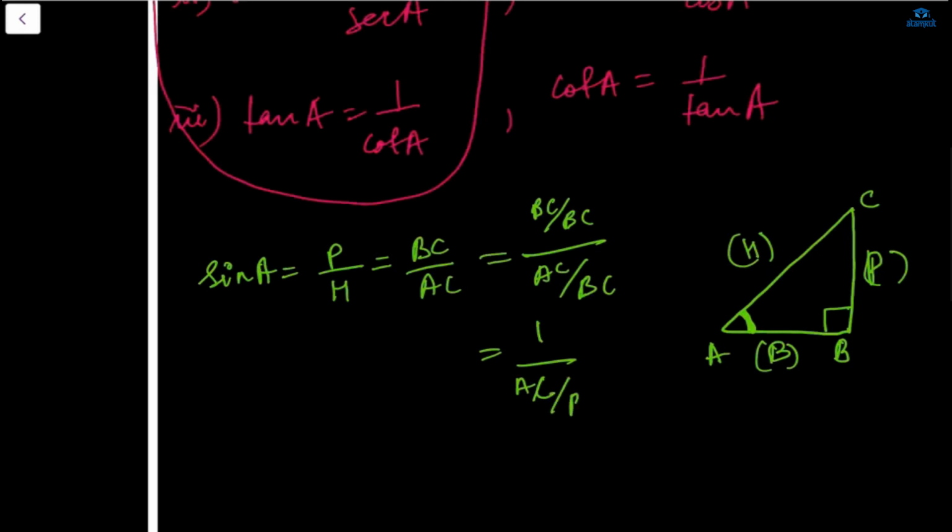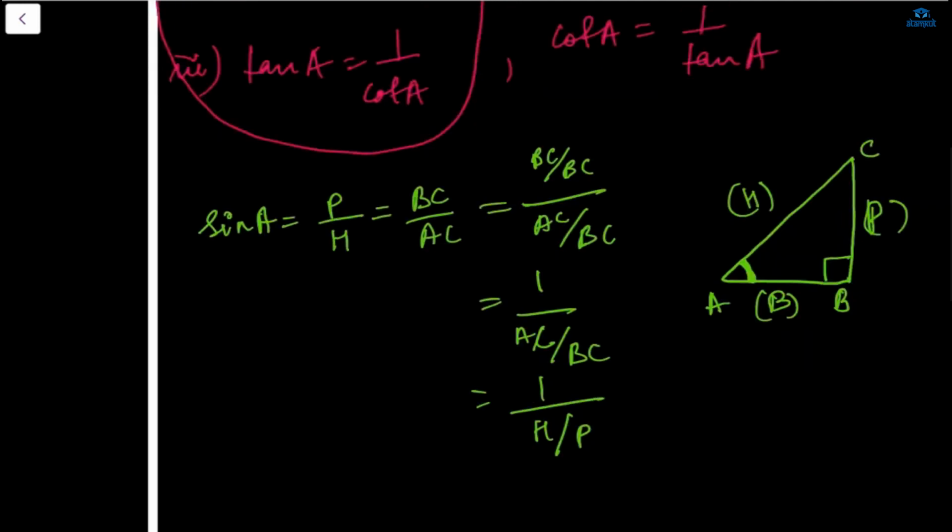What is AC upon BC? AC is the hypotenuse, and BC is the perpendicular. So hypotenuse upon perpendicular is equal to cosec A. So you can see this is the proof of how sine A is equal to 1 upon cosec A.